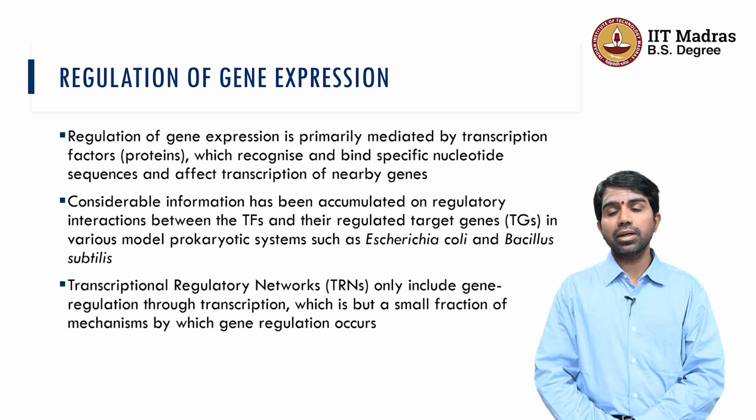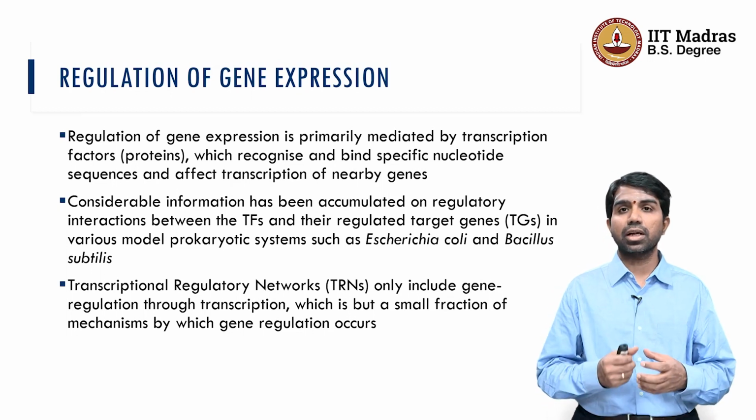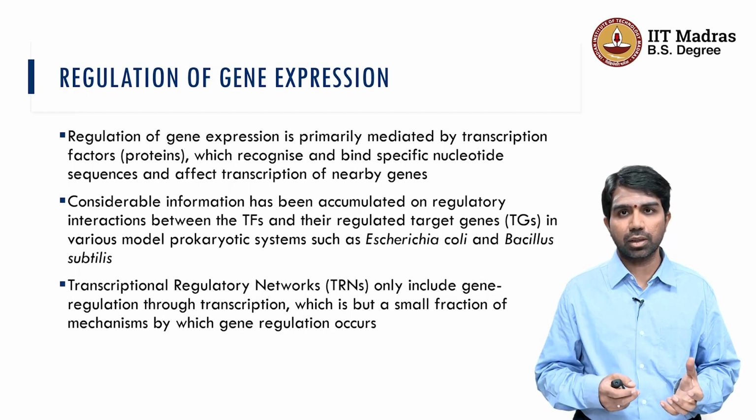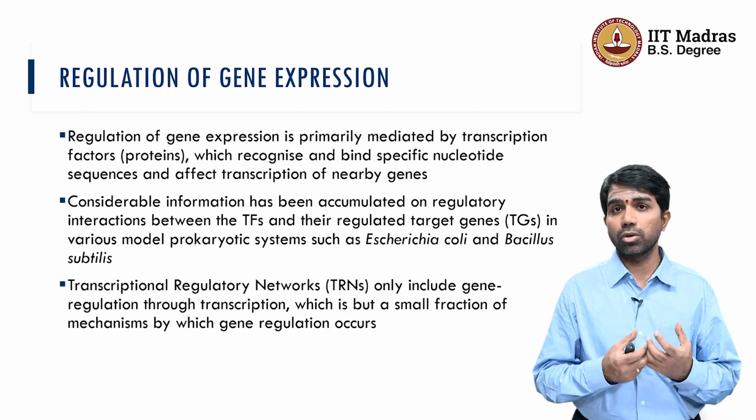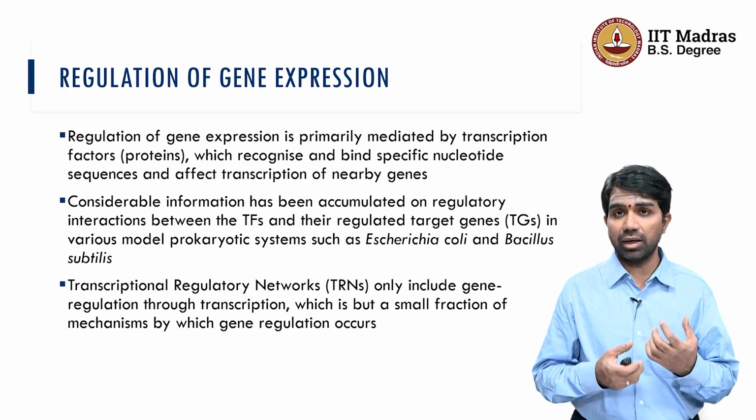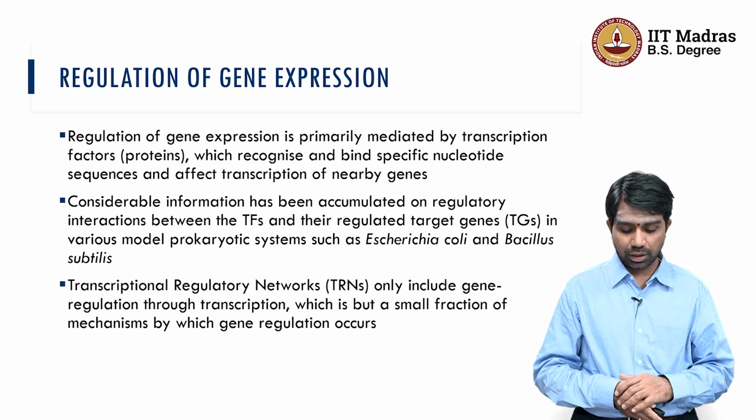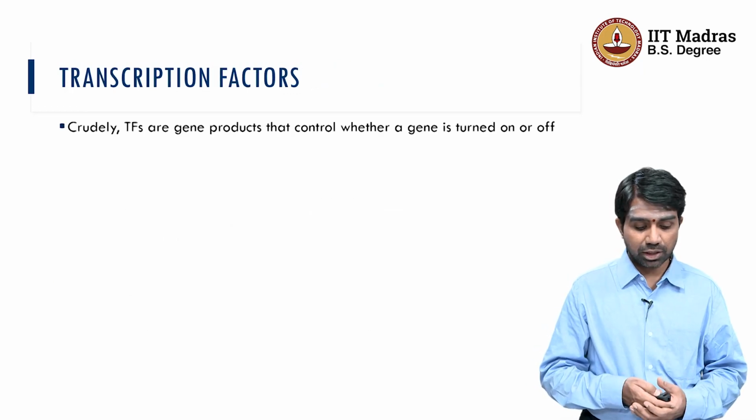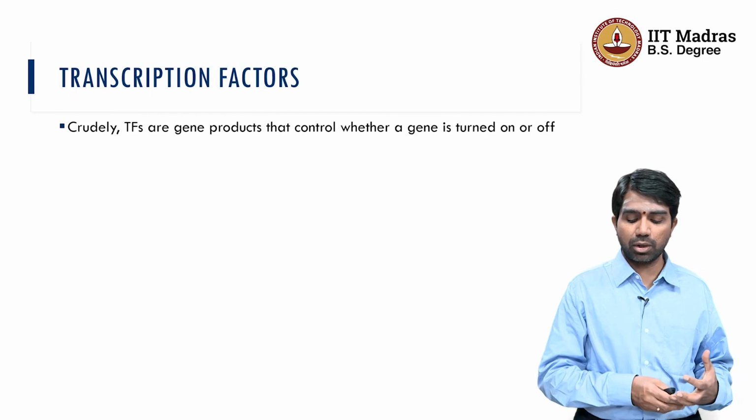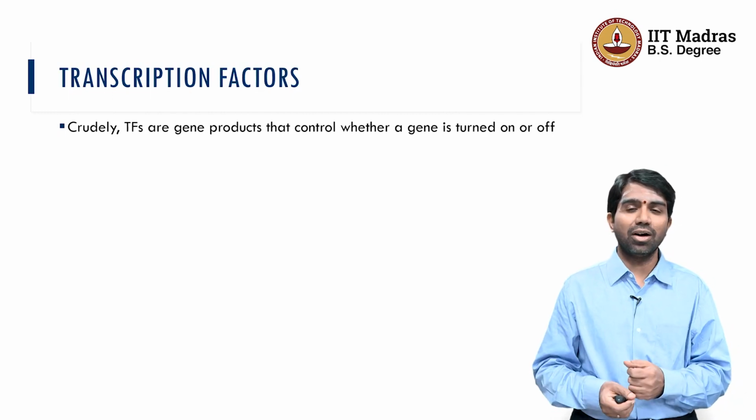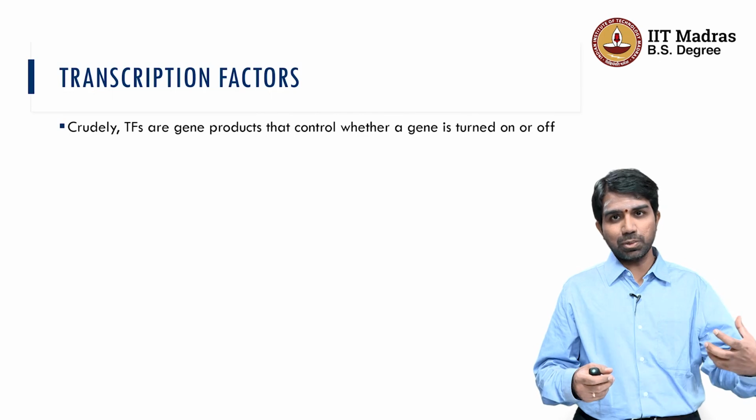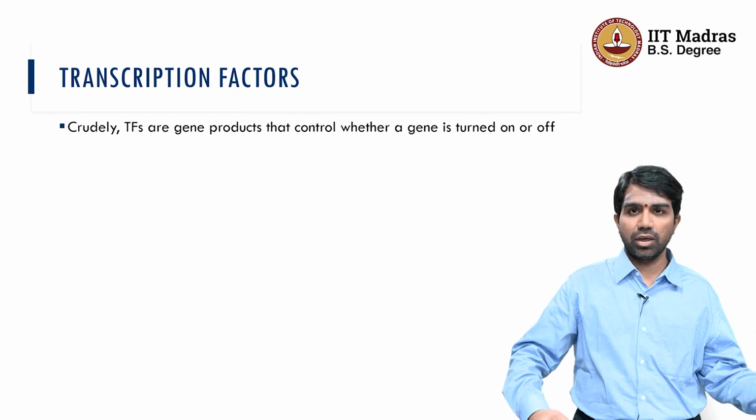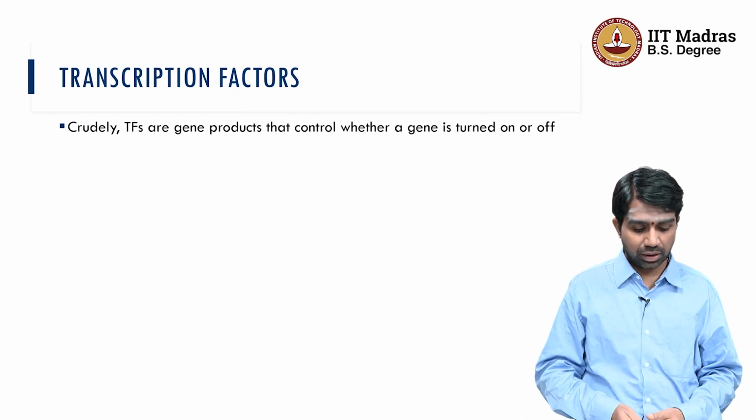You have transcription and regulatory networks within a cell which include only the gene regulation mechanisms via transcription. There is only a small fraction of mechanisms by which gene regulation occurs, but again one of the most well studied and still fairly important ways by which gene regulation occurs. So what are transcription factors? Crudely, you can think of them as gene products that control whether a gene is turned on or off. So when this particular transcription factor is present, this gene is on. When it is not present, this gene is off. So these kinds of interactions we can capture.